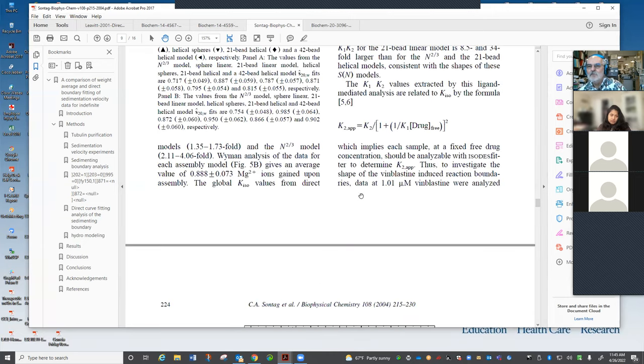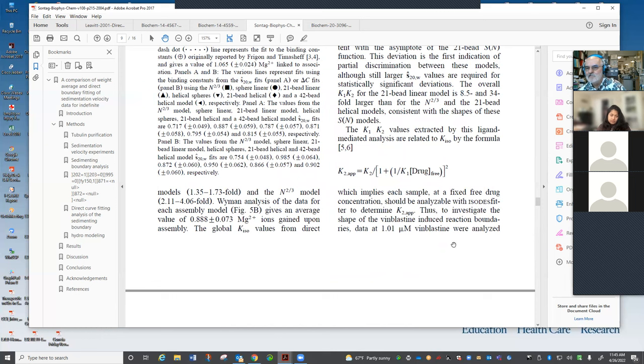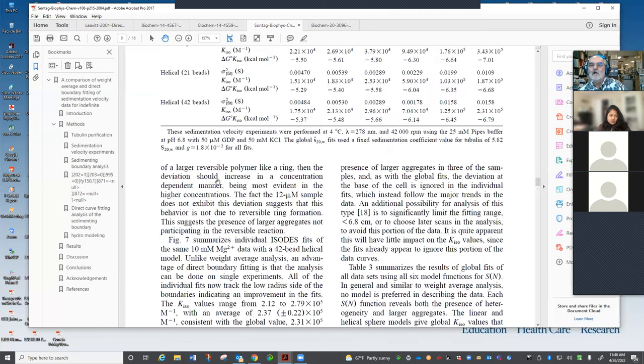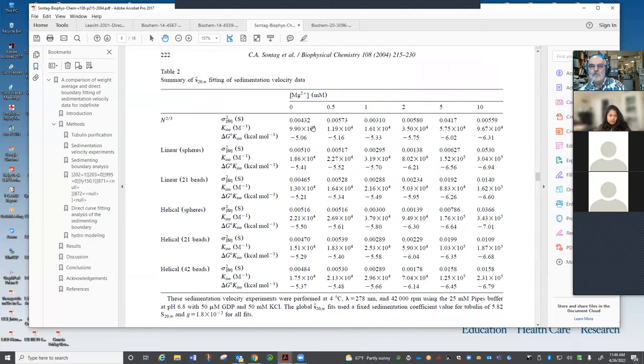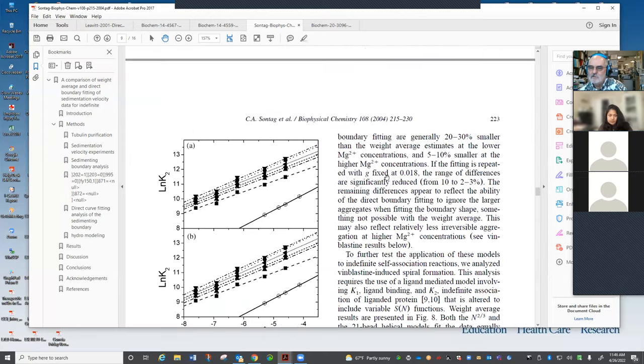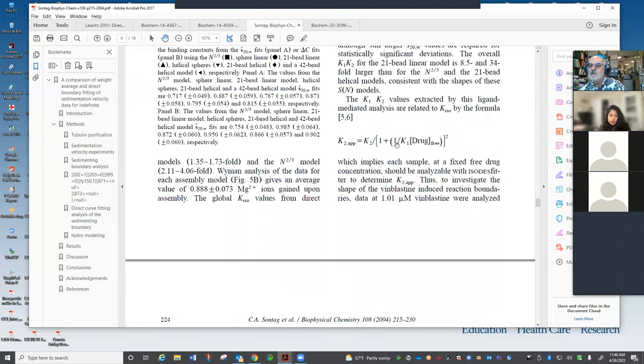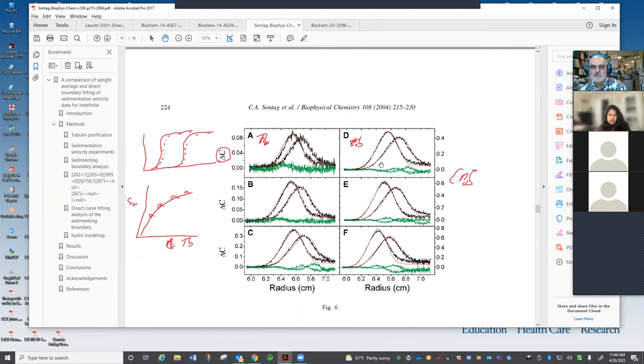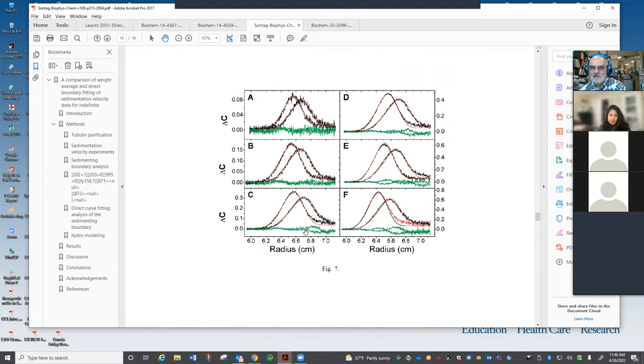At this point in the paper, we also introduce the fact that a drug like vinblastine will also cause indefinite polymerization of tubulin, but the indefinite polymerization is much stronger. Instead of being 10 to the third, 10 to the fourth, you'll notice these only go out to 10 to the fourth. Here they go out to 10 to the fifth at higher magnesium. These indefinite polymerizations will go out to 10 to the seventh, 10 to the eighth, depending upon the drug that we use. And so a lot more dramatic association.